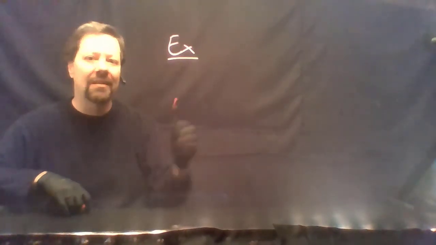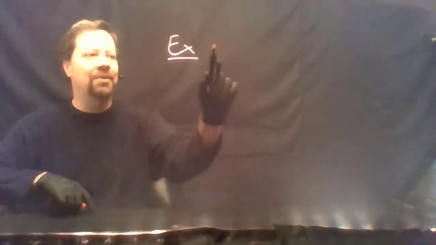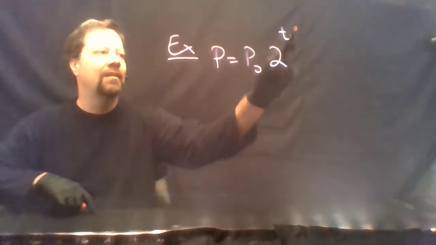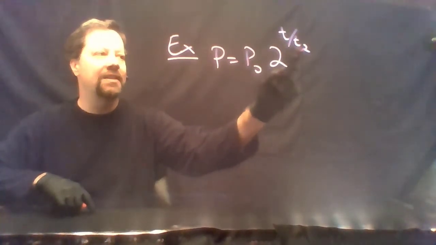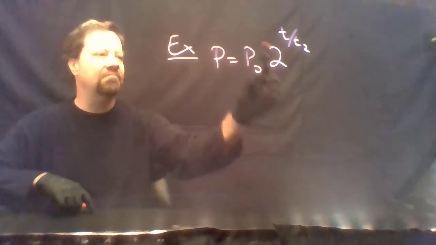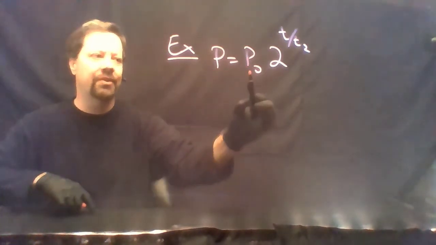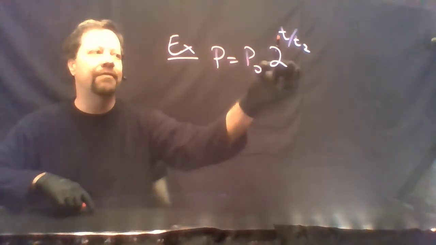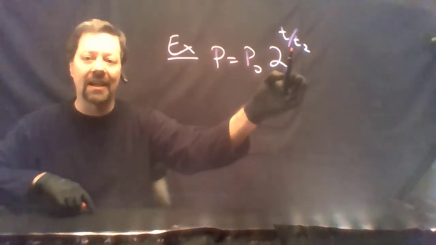Sometimes, if you know how long it takes for a population to double, the doubling time, you can make special use of the following formula. If t sub 2 is the doubling time, then the population size should be equal to the initial population size times 2 to the power of t divided by that doubling time.